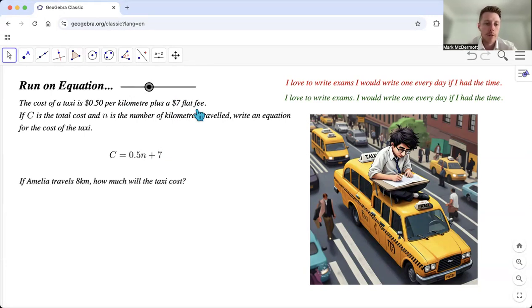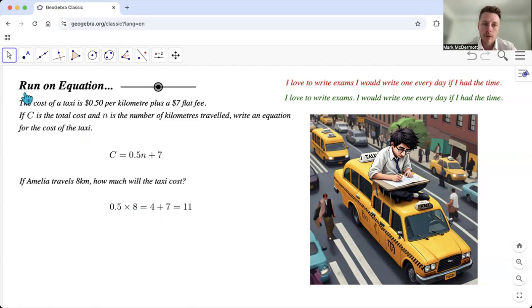What I'm more interested in, though, is this question. If Amelia travels 8 kilometers, how much will the taxi cost? So again, pause the video, have a think about that problem. But I hope you would agree that you have to multiply 50 cents by 8, and then you have to add 7. And this is what students often write. They'll write something like this. They write 0.5 multiplied by 8, and then they put that in their calculator or they work it out and they get 4. And then they write 4 plus 7 equals 11.